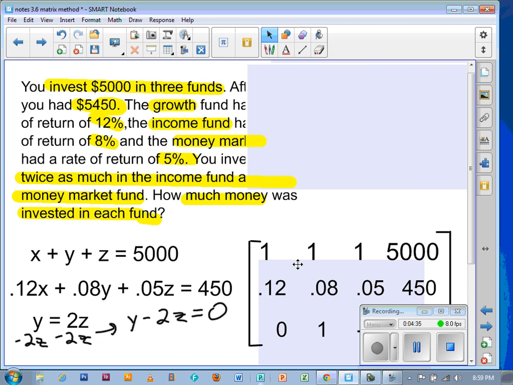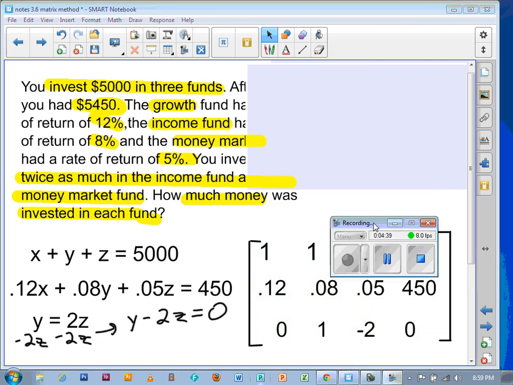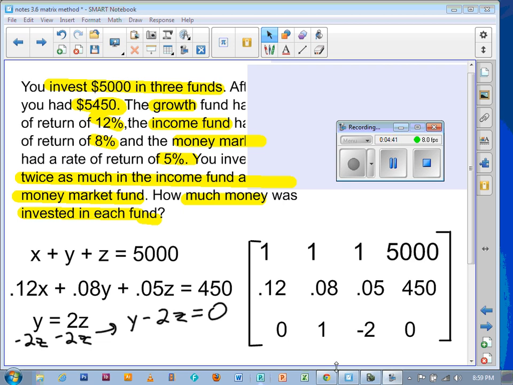Right here. Put this out of the way here. And then move this. All right, there's our matrix. Now, you can see where the numbers come from. The top row comes from the first equation. All these have coefficients of 1, and 5,000 is our last value. Then we use the coefficients here, 0.12, 0.08, 0.05, 450.